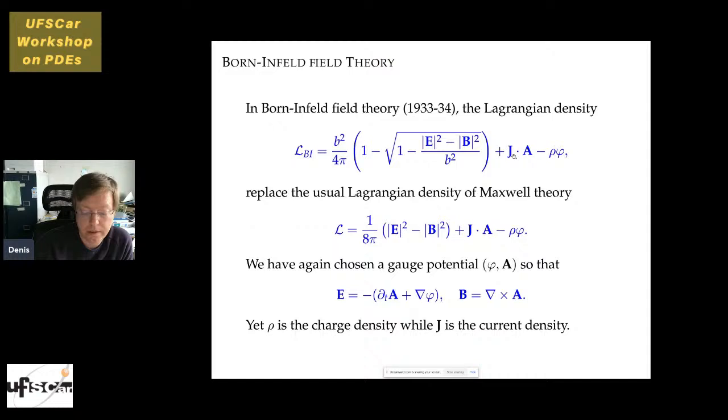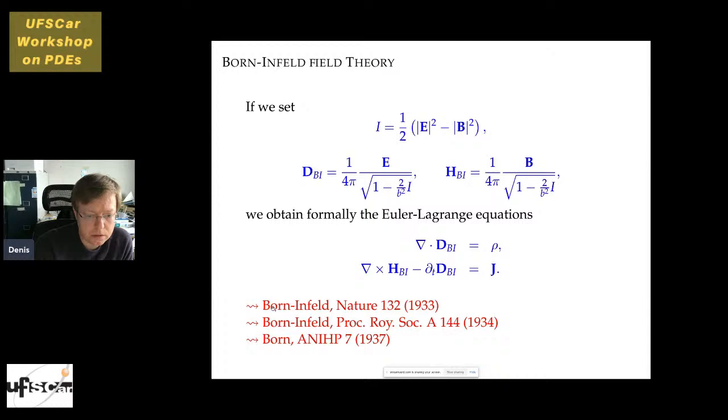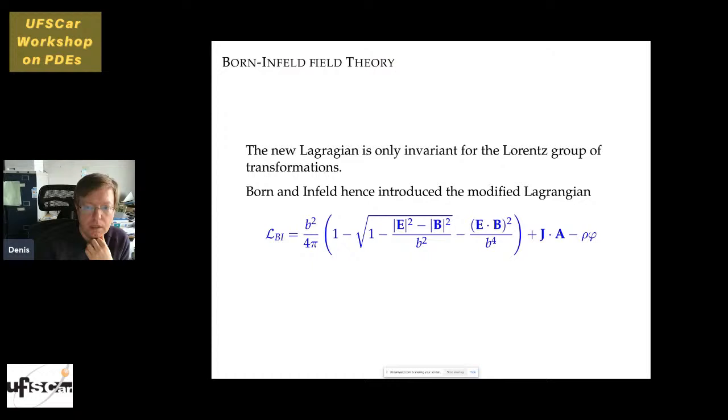And if you want to learn more, there is a two-column paper in Nature by Born and Infeld. And then there are some longer papers. These are references if you want to learn about the history of this. Okay. Now you have your new Lagrangian. Well, for some physical reason, I'm not going to enter into the details, but there are some variants of this theory.